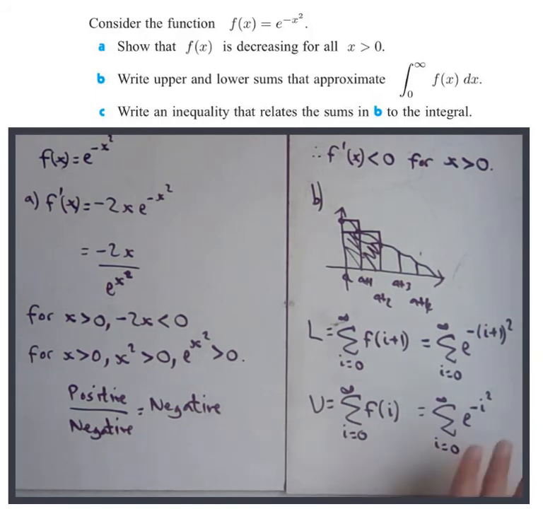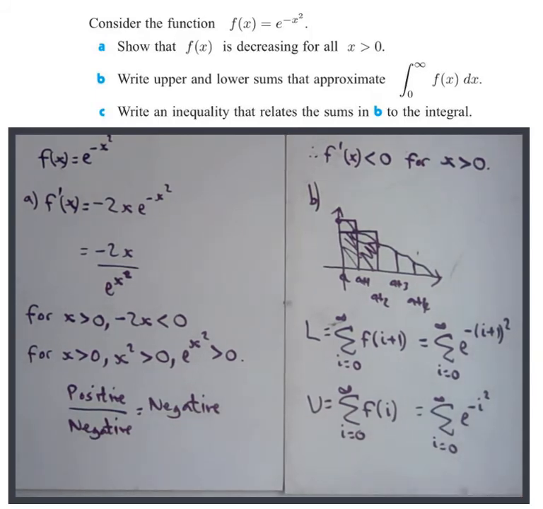Okay, for part C, which I haven't given myself a lot of room for, we need to write an inequality that relates the sums in B to the integral, right? So we have these two sums. We've got the true integral, which is the integral from 0 to infinity of e to the minus x squared dx. So that's the true integral in the middle. So we know it's less than the upper sum and greater than the lower sum, and we just write those in.